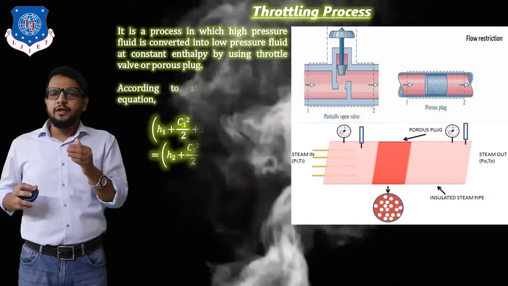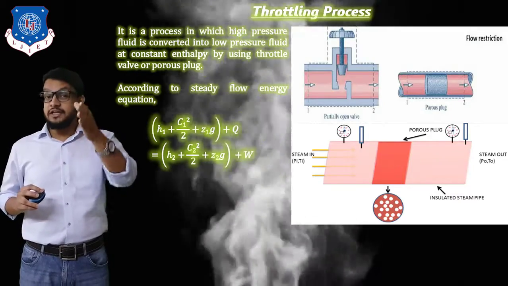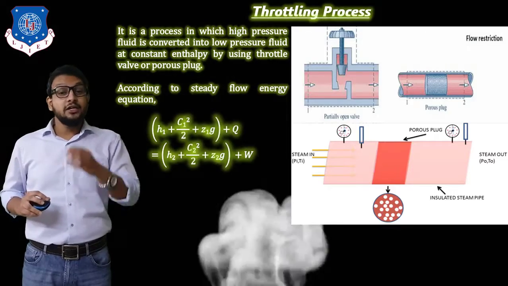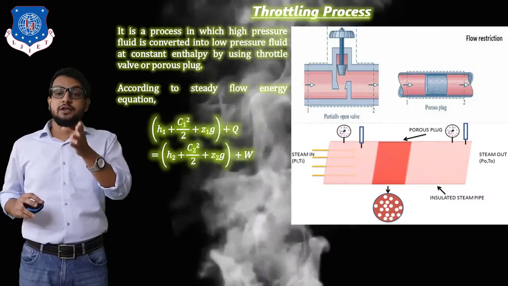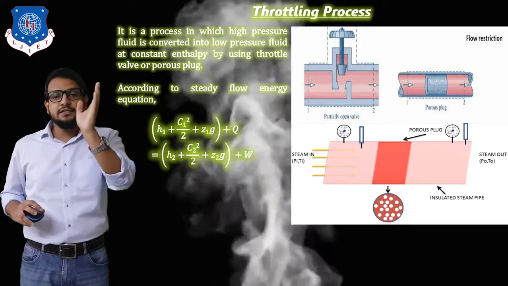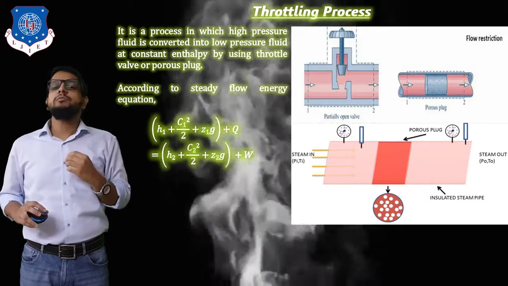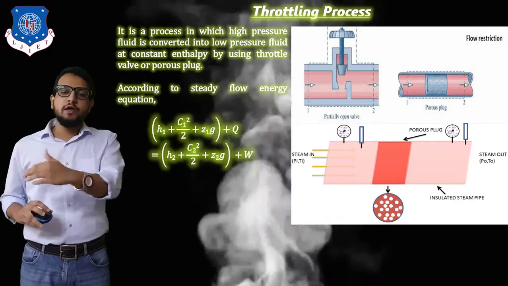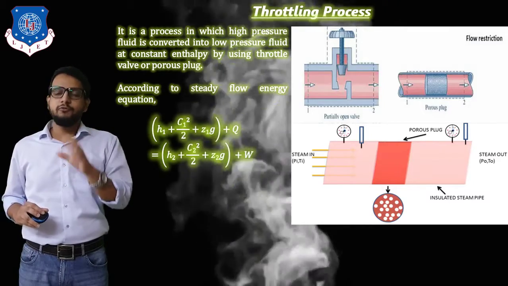Now let's see further how we can obtain constant enthalpy. As you can see on your screen, I have written the steady flow energy equation, that is the first law of thermodynamics for an open system, which we discussed in chapter number 1. We are going to apply this equation on two sections, as you can see on the diagram, section 1-1 and section 2-2. Applying this equation on sections 1 and 2, I can write H1 plus C1 square by 2 plus Z1G plus Q is equal to H2 plus C2 square by 2 plus Z2G plus W. So this is the equation we have obtained for our first law.